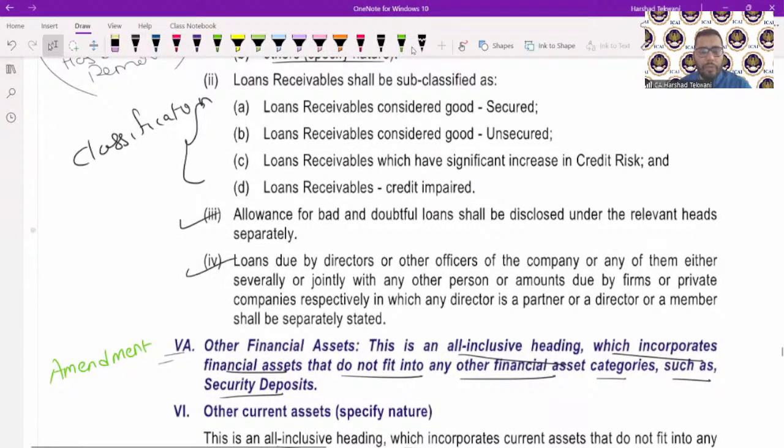If you want to read further on structured entities, I'll suggest you refer to NDS 1110, the consolidation of structured entities, or NDS 1112, which talks about disclosure of interest in other entities. That also contains structured entities details, so you can refer to that also.